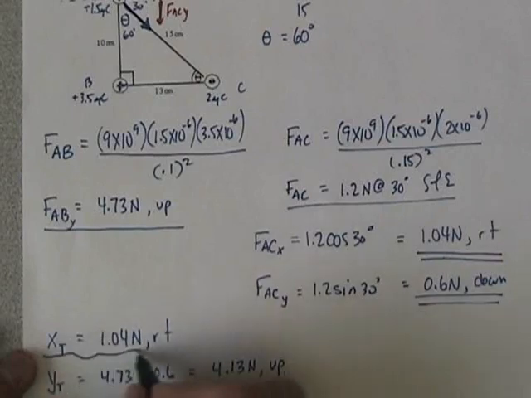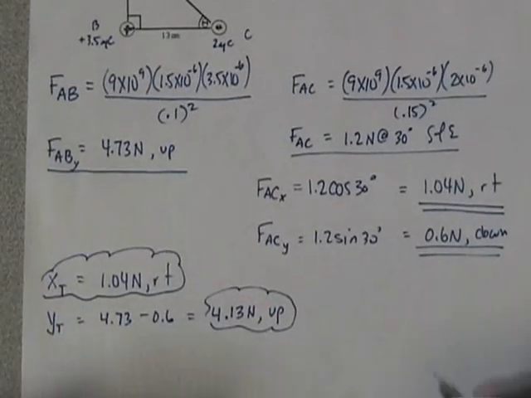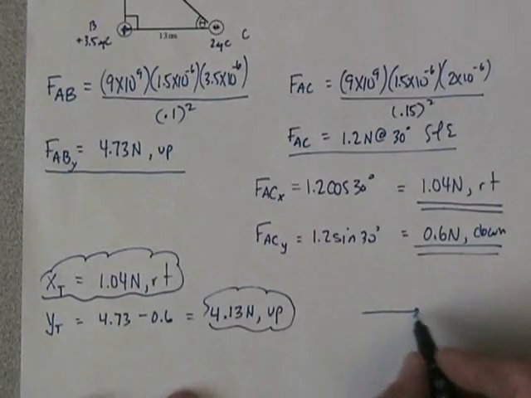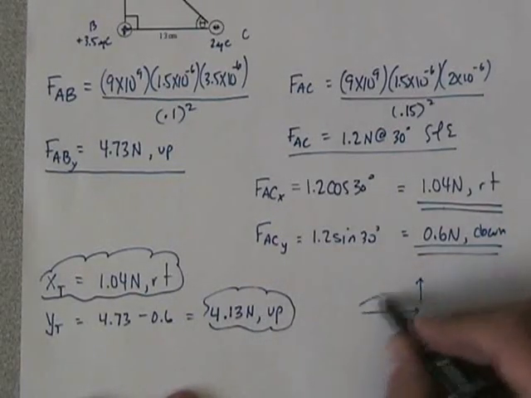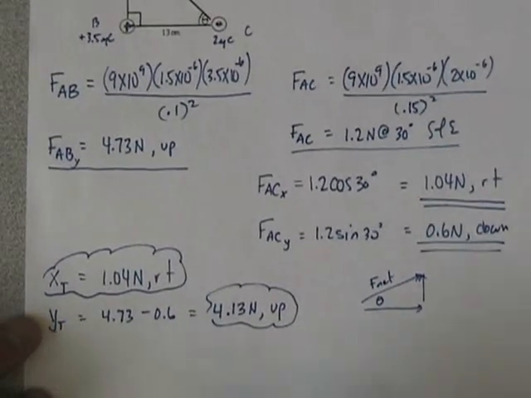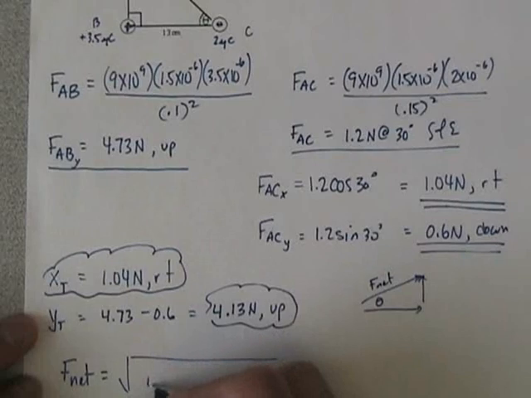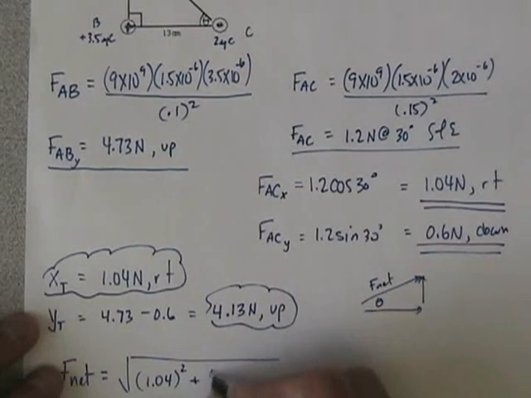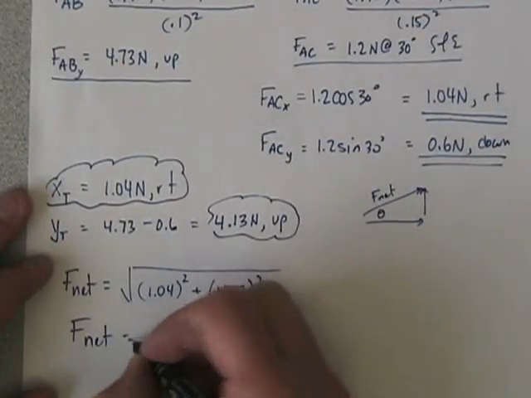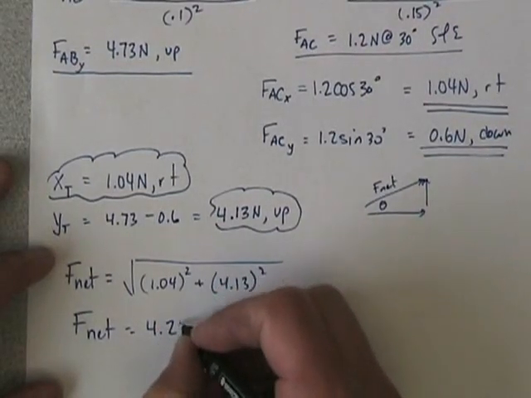Okay, so let's just clean those things up. A quick sketch will give me a little bit of a hint in my direction here. My x is to the right, my y is up. So there is going to be my F net that I'm looking for, and that's the angle that it's directed at. I find F net by going square root of x squared plus y squared, and so my F net value ends up being 4.26 newtons.